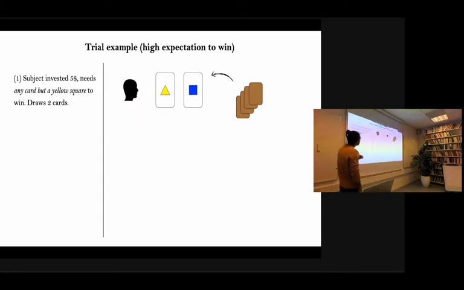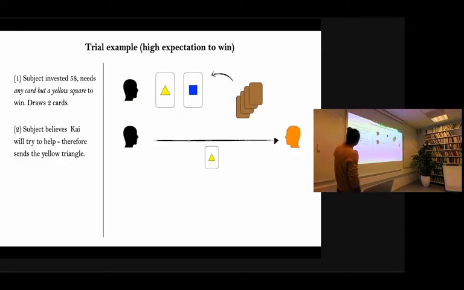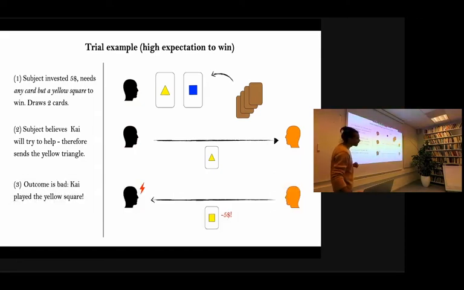So, 2 cards, and let's imagine that the subject believes that Kai will try to help, and therefore sends a yellow triangle. So, Kai receives the yellow triangle. Remember that we don't want Kai to play the yellow square, but obviously Kai plays the yellow square. Sorry, this should be minus $10 because it's double the $5. So the outcome is that, and Kai played the yellow square.